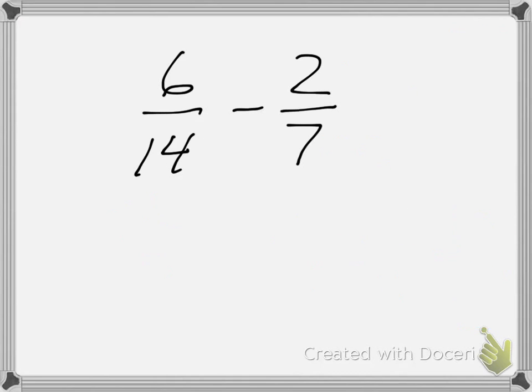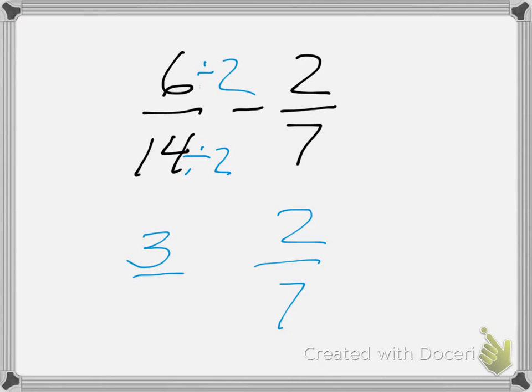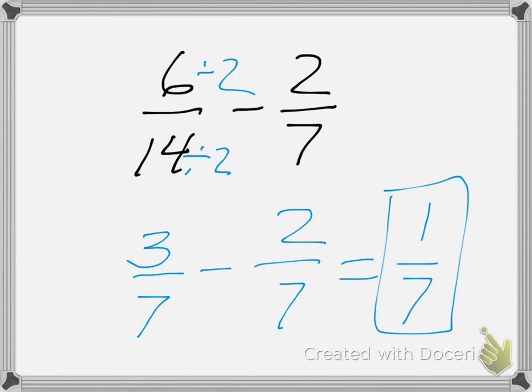Now, on this one, we could also use 7 as a common denominator and divide by 2, and then divide by 2, and we get 3 over 7 minus 2 over 7, which still gives us the answer 1/7.